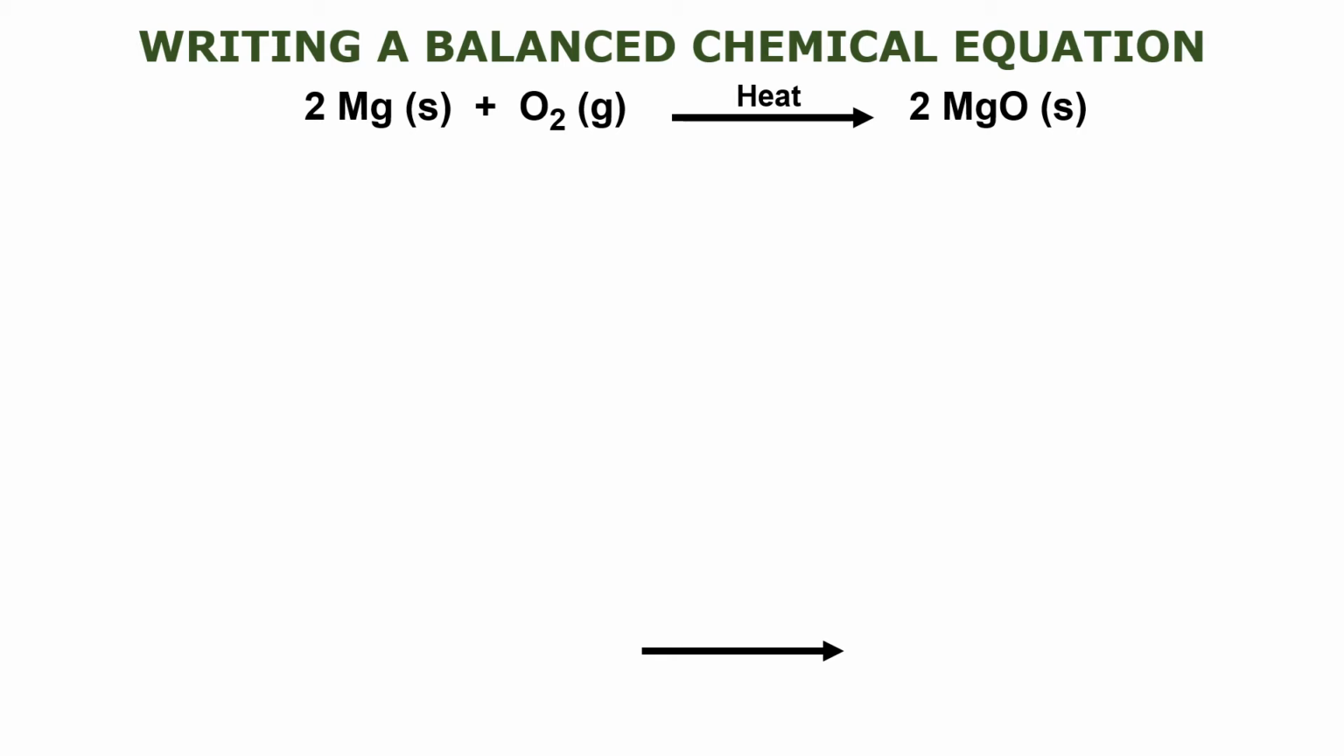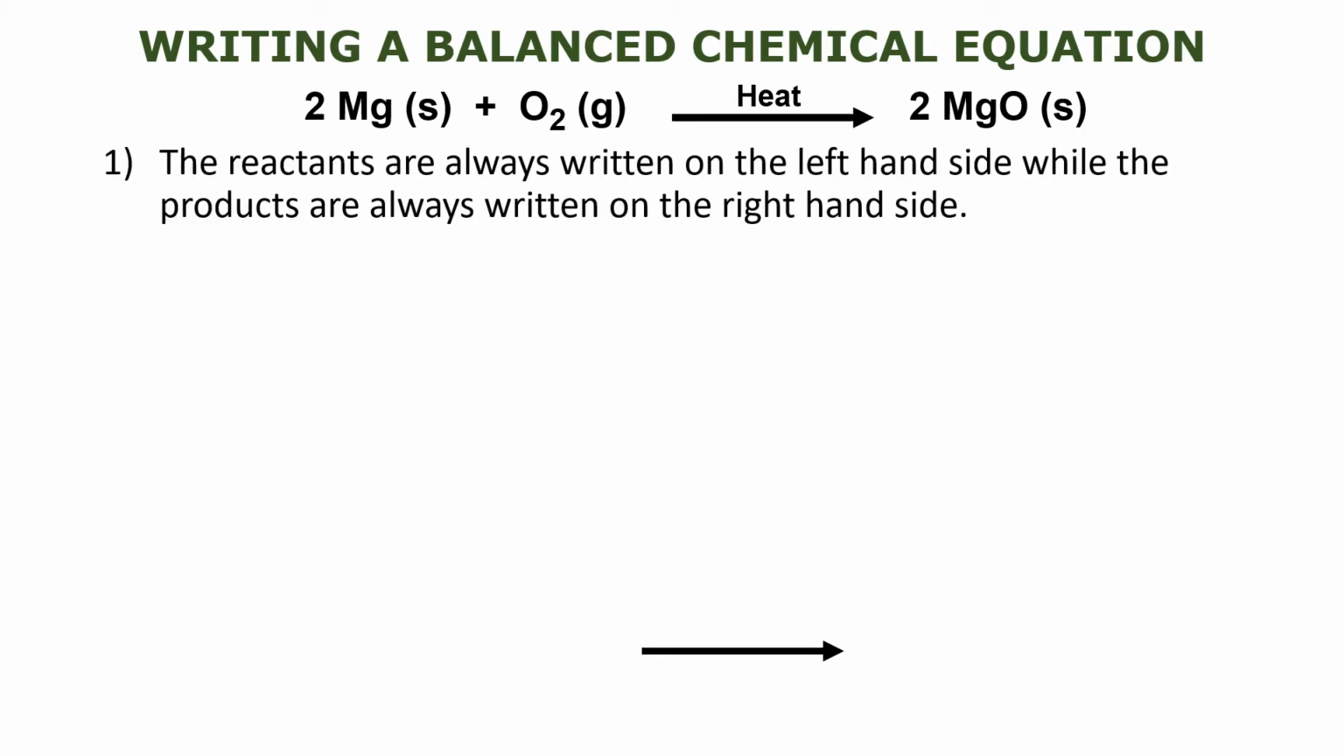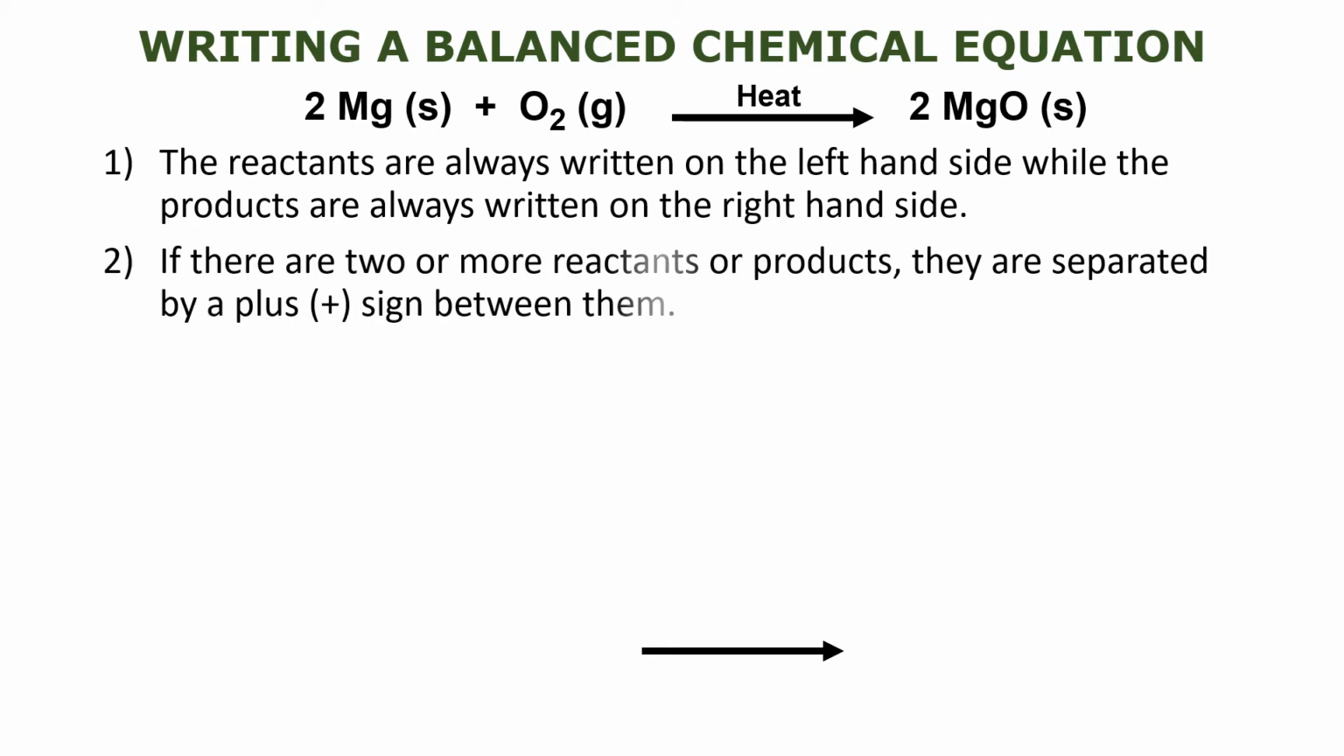ribbon in air. So first step is the reactants are always in a chemical equation. The reactants are always written on the left hand side, while the products are always written on the right hand side. As you can see, who are my reactants? Magnesium and oxygen. I have written them on the left hand side, whereas if you can see magnesium oxide, MgO, I have written it on the right hand side. That is the first step we need to keep in mind.